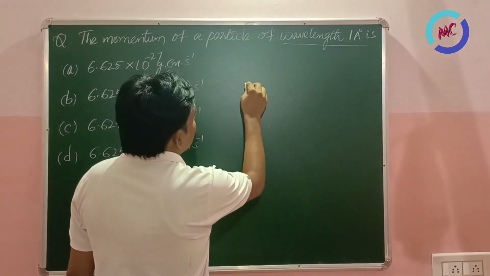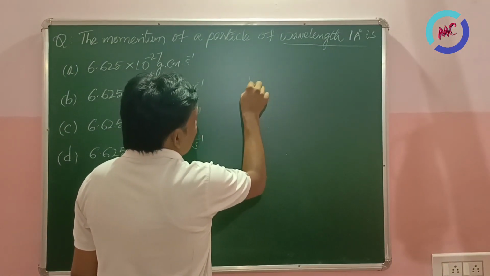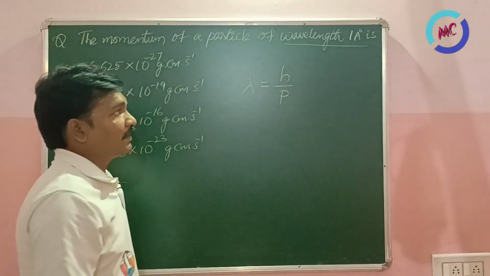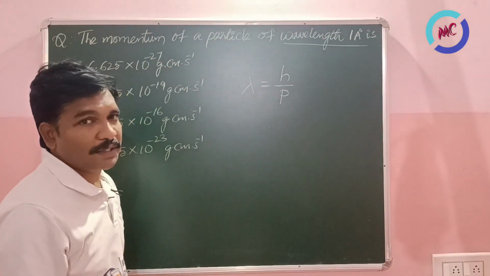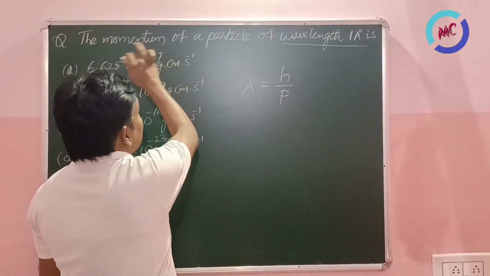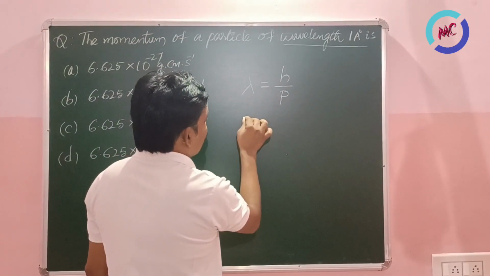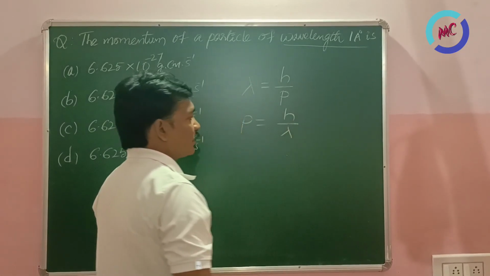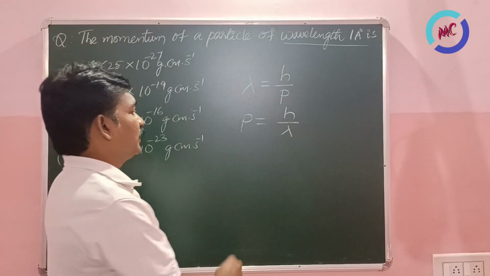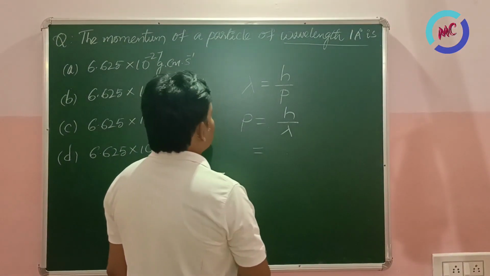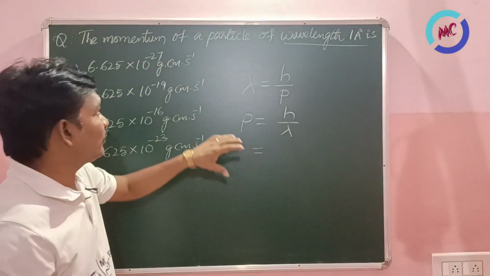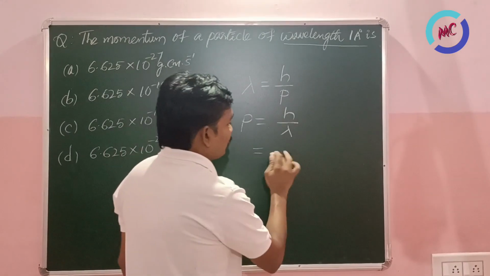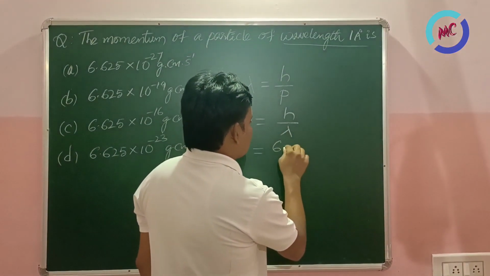What is the relation here? According to de Broglie, lambda is equal to h by p. Here, wavelength is equal to Planck's constant divided by momentum. They are asking to calculate momentum, that's why I am changing this to p is equal to h by lambda, means Planck's constant by wavelength. See here, Planck's constant in the CGS system. Why am I taking it in the CGS system? Because the answer is in the CGS system. The given answer is in the CGS system, that's why we have to take this in CGS.